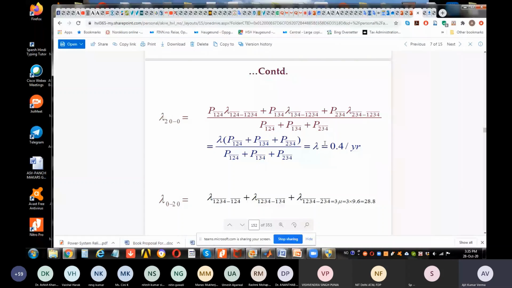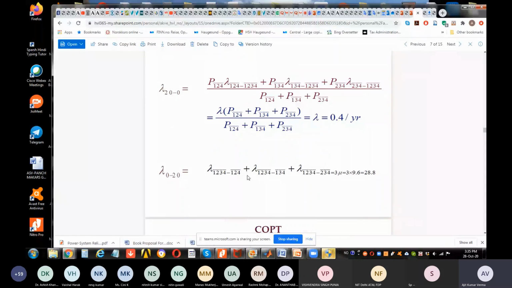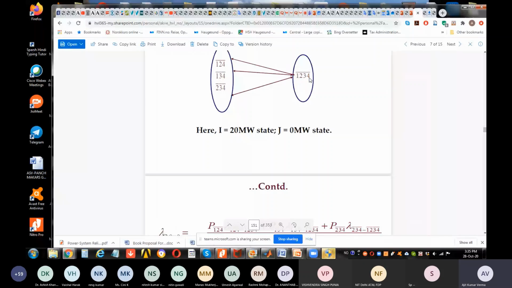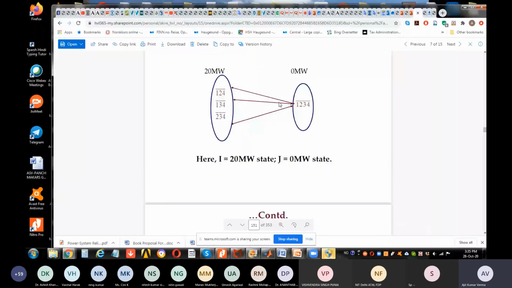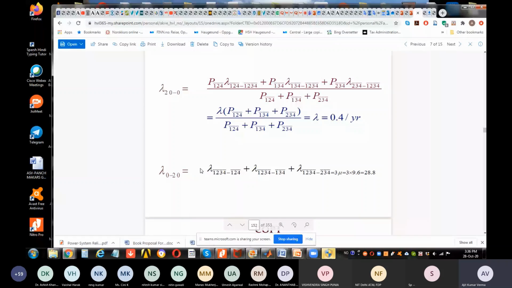So this is 20 to 0, and then 0 to 20. What is 0 to 20? From 1, 2, 3, 4 to 1, 2, 4, 1, 2, 3, 4 to 1, 3, 4, and then 1, 2, 3, 4 to 2, 3, 4. And then, of course, the probability in the numerator and the denominator is just one state, so the multiplication product with the same probabilities is there, multiplied by P divided by P.